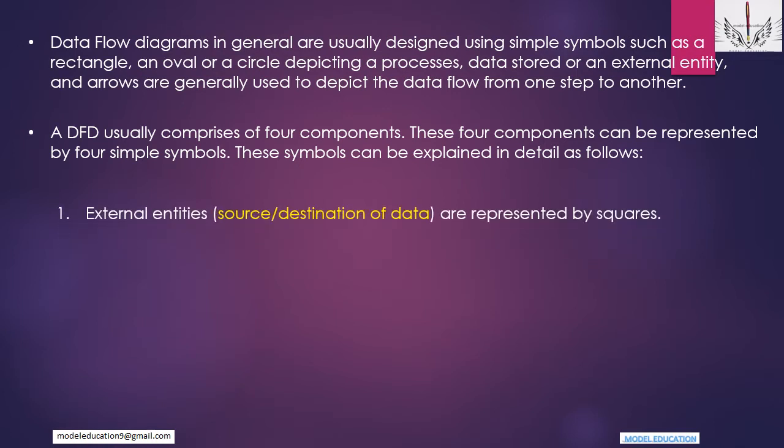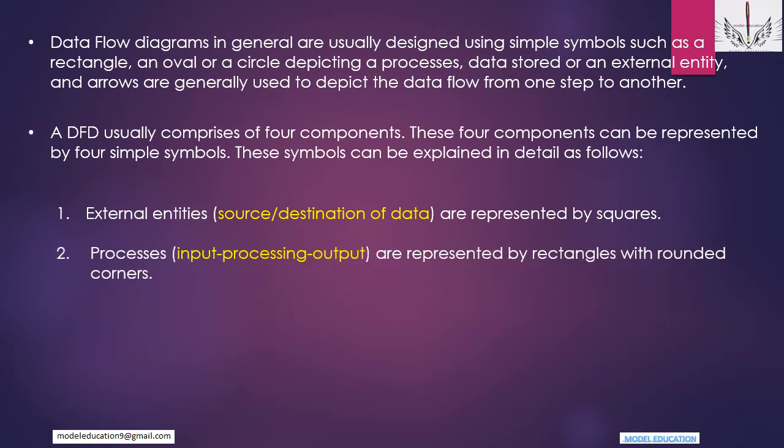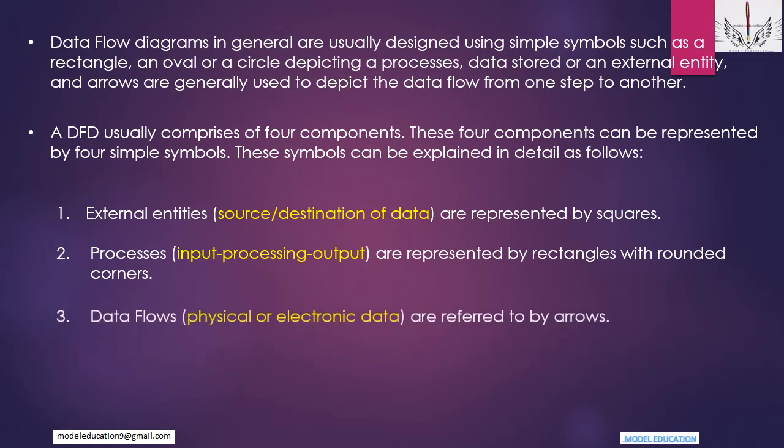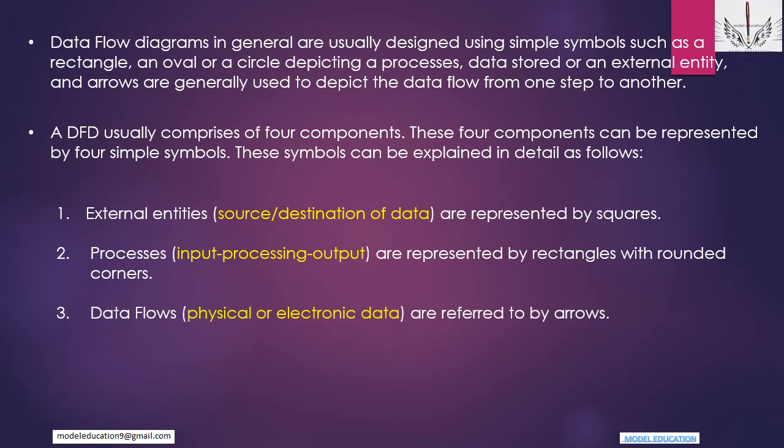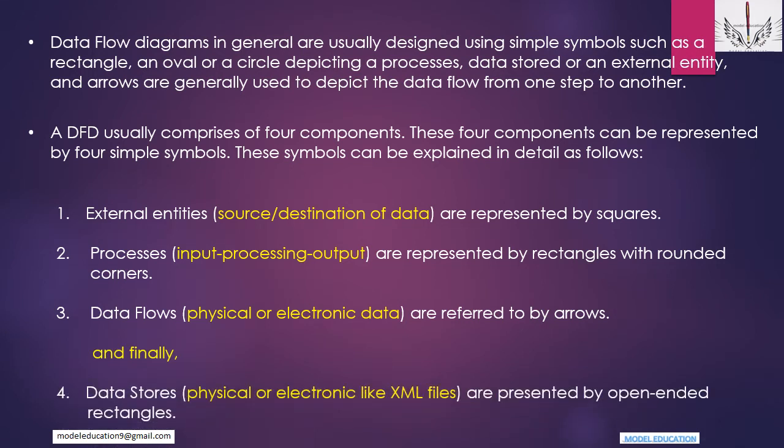Number 1. External entities. External entities are represented by squares. Processes. Processes are represented by rectangles with rounded corners. Data flows. Data flows are referred to by arrows. And finally, data stores are represented by open-ended rectangles.